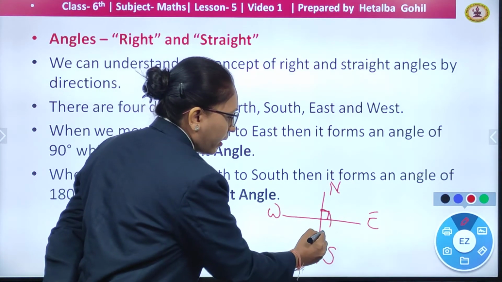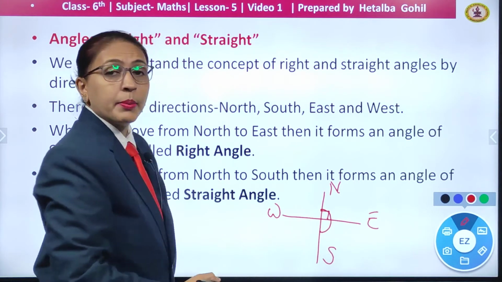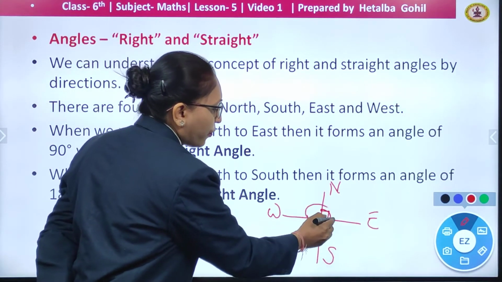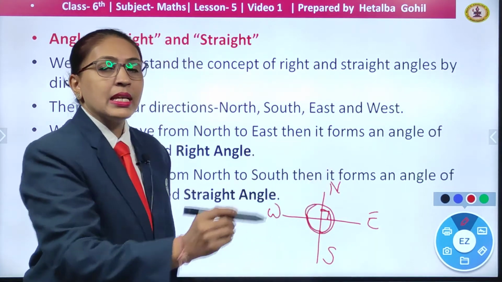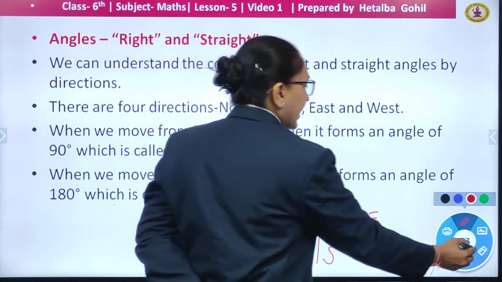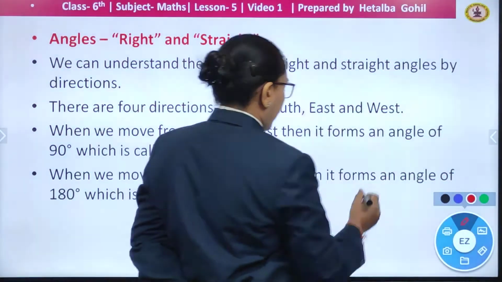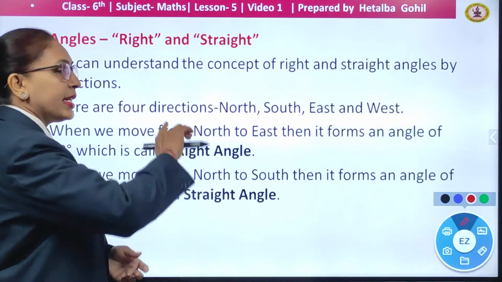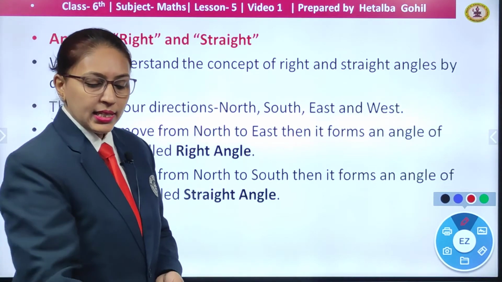If you take the full, it becomes 180 degrees, and similarly here also, and a full round together makes, children, 360 degrees. So 90 degrees is a right angle. If it is 180 degrees, we call it a straight angle.